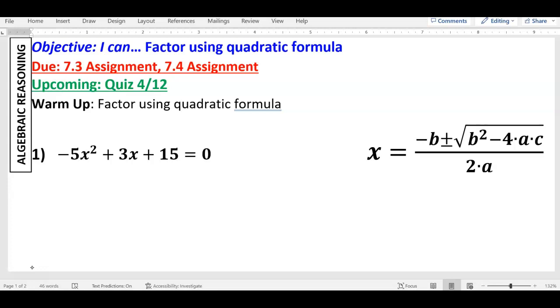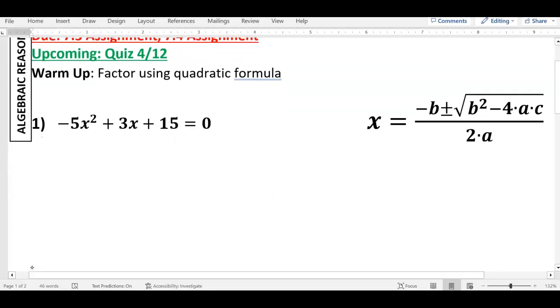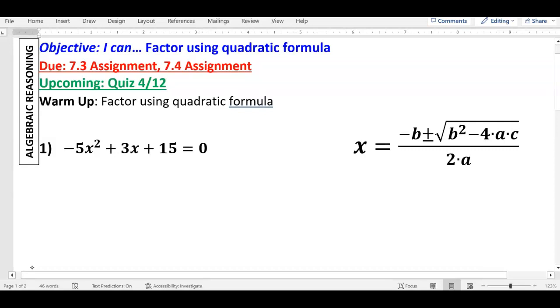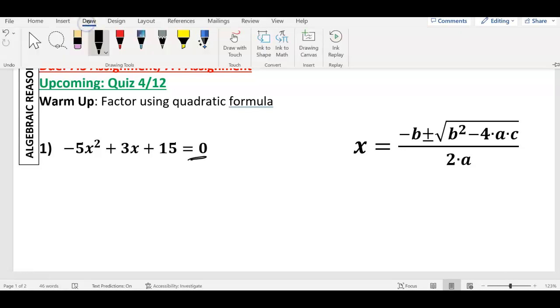So, first things first, is it equal to 0? What do y'all think? Yes, okay. It's equal to 0. So now we can write down A, B, and C, right? So let's go ahead and do that.